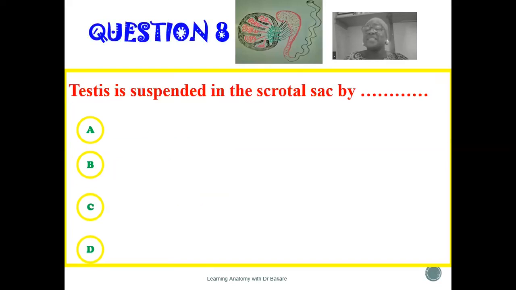The eighth question reads that the testis is suspended in the scrotum by. So what structure is responsible for helping to suspend the testis in the scrotum? We know that the testis is seen to develop within the abdominal space. Of course, after the descent, it is seen to be pushed down into the pelvic region where it is suspended within the scrotal sac. But of course, there is a structure that is responsible for helping to suspend the testis in the scrotal sac. Is it the penis? Is it the rectus testis? Is it the spermatic cord, or is it the urethra? So which of these organs or structures is seen to help suspend the testis in the scrotum?